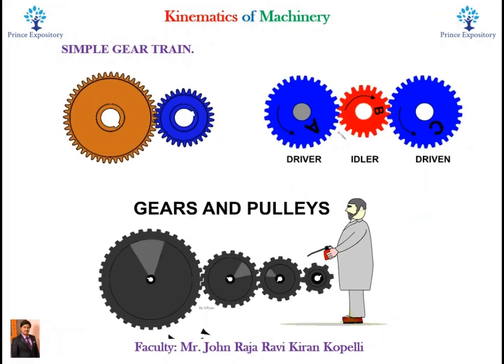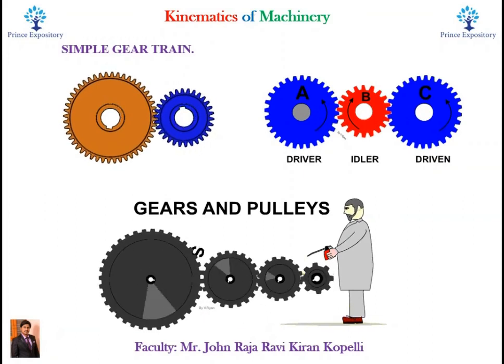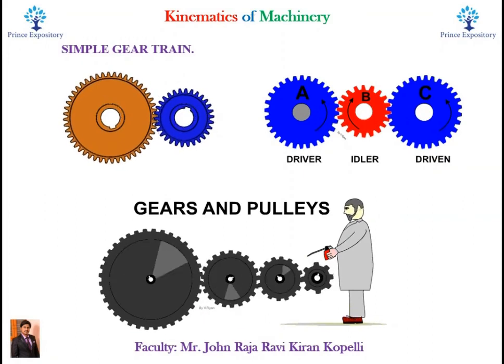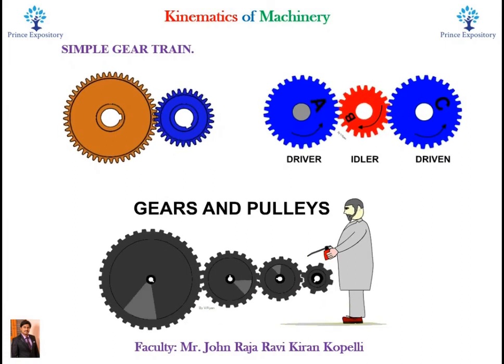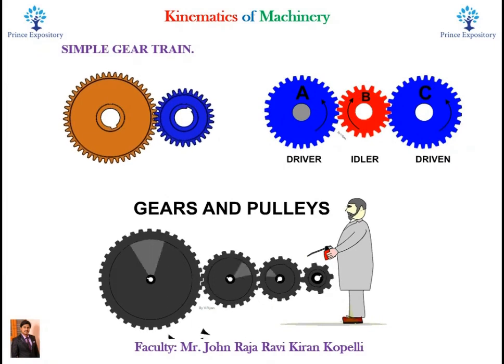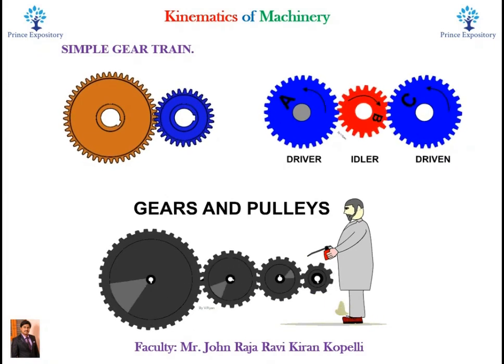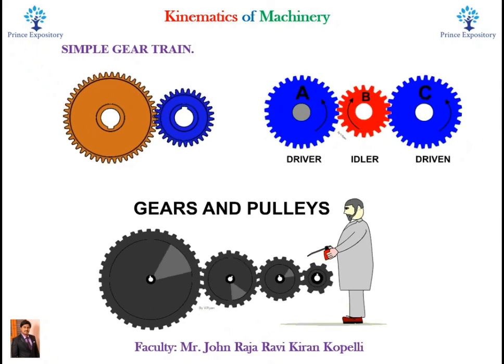Now, if you observe, the driver, that is the big gear, is rotating in clockwise. First intermediate is rotating in anti-clockwise. Second intermediate is rotating in clockwise, and finally the driven is rotating in anti-clockwise direction. That means the number of idle gears decides the sense of the driven.